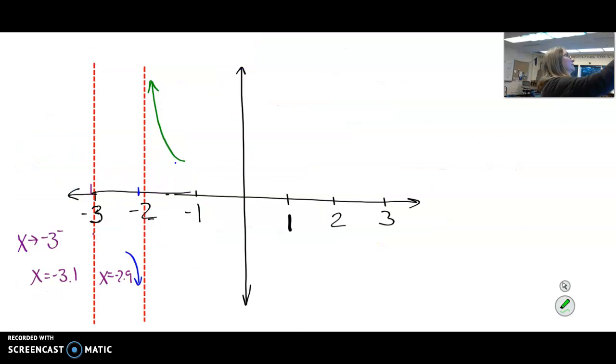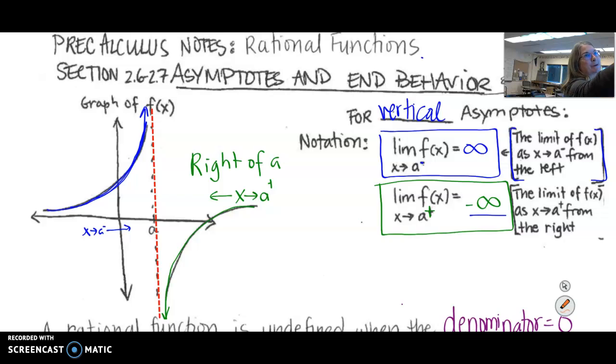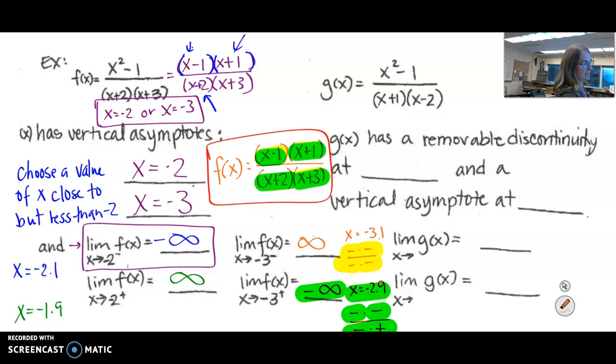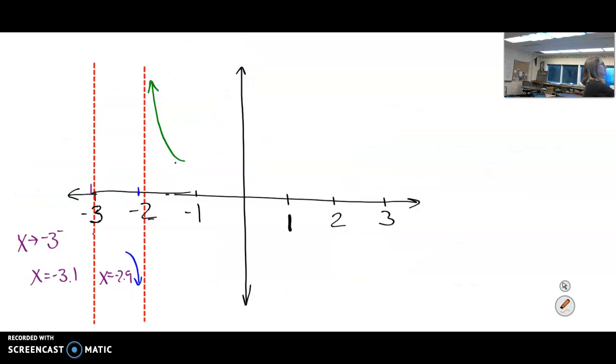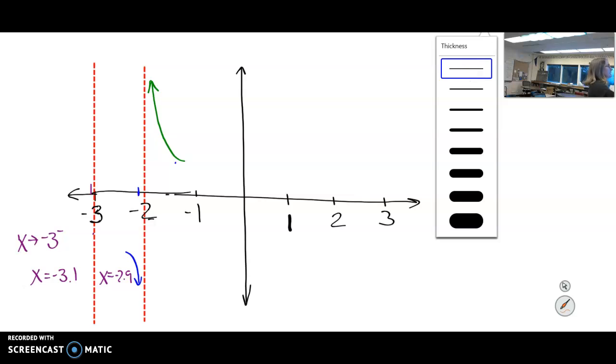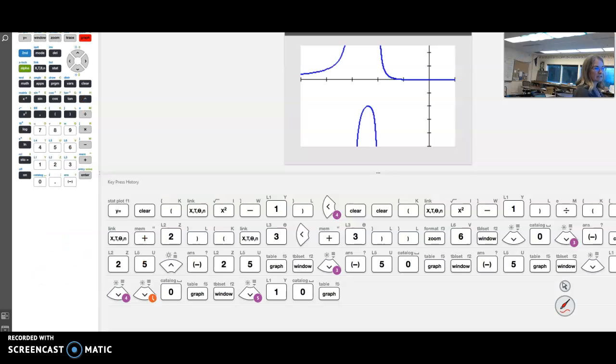So on my graph, it would look something like this. It was positive infinity. I can't remember. Positive infinity as you approach -3 from the left, and the negative on the other side. Positive infinity on this side, and on the other side is going towards negative infinity. So if you just take a look at this graph, this is the graph of the function.